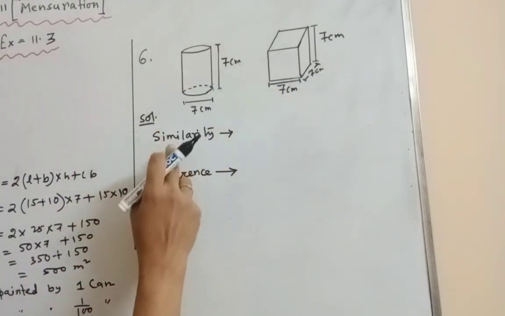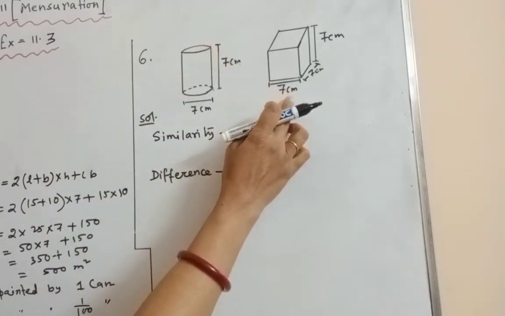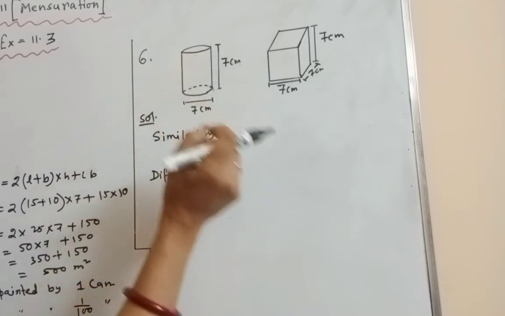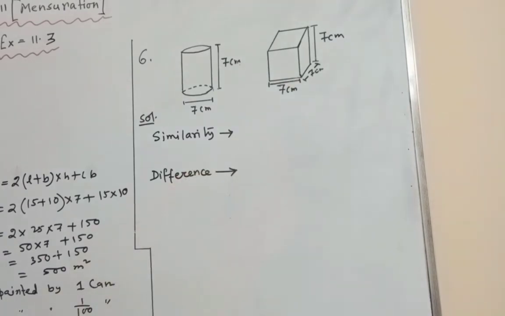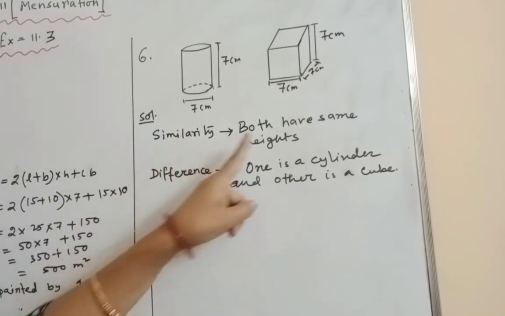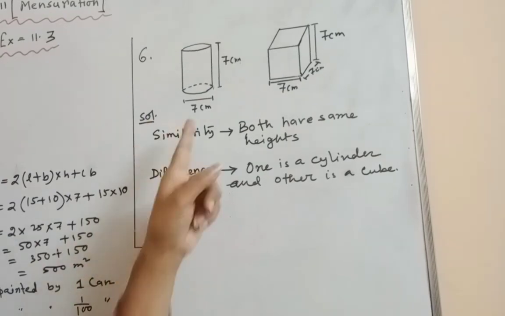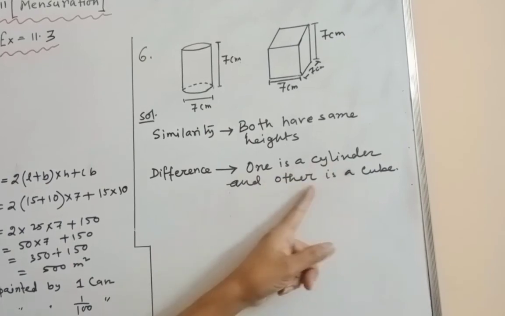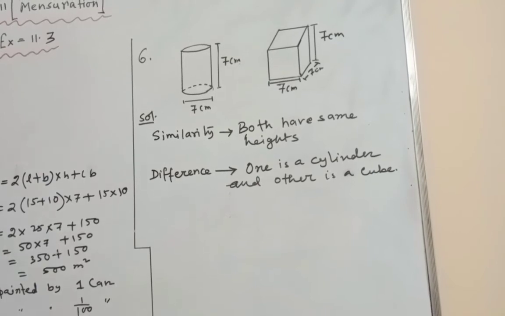In these two figures, you can see what the similarity is. This is a cylinder and this is a cube. So the similarity is only that the height of the cylinder and the height of the cubical box both have the same height. So you can see that similarity, both have the same heights. We have shown it before. And the difference is very clear. One is a cylinder and the other is a cube. Now we have to find which one has the larger lateral surface area.